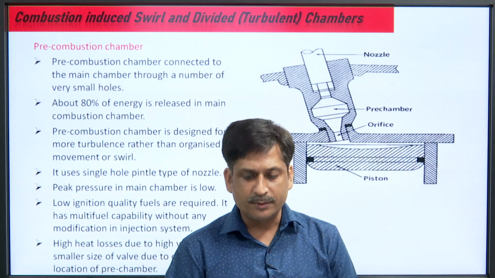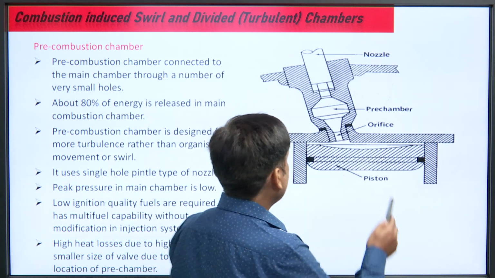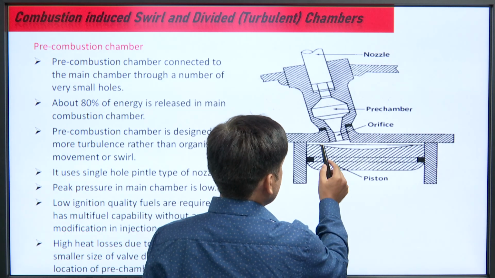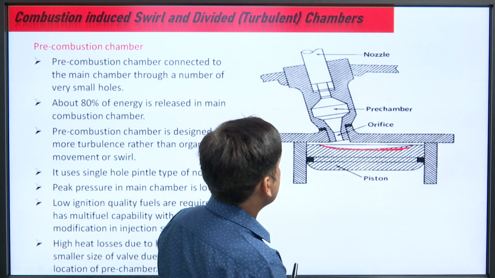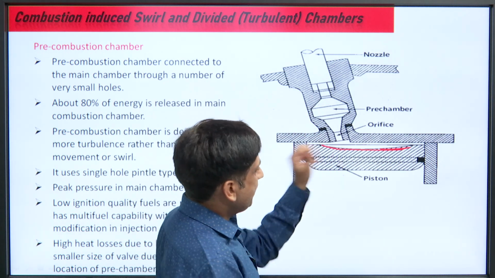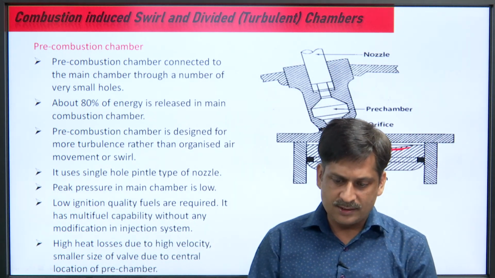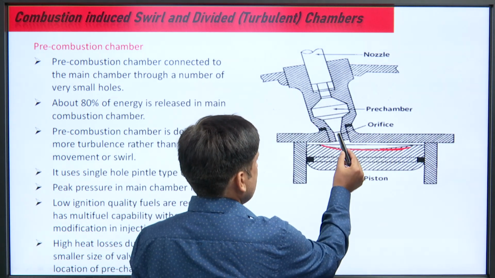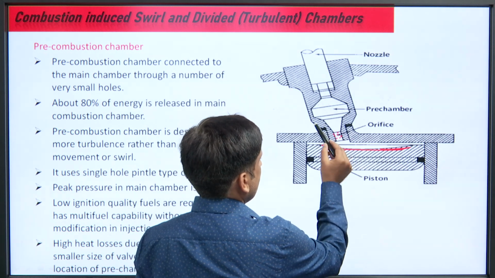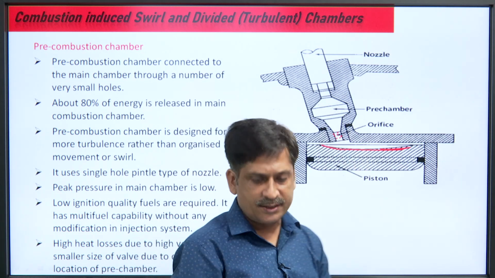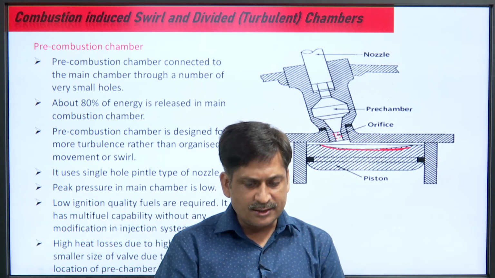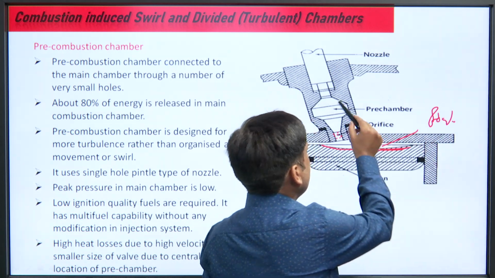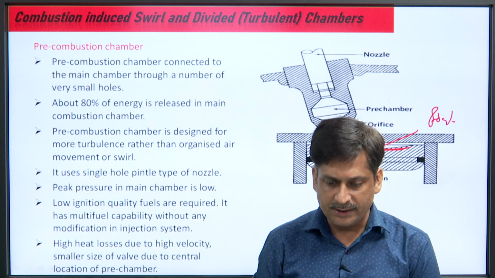So, for the pre-combustion chamber, you can see from this diagram, this is the pre-chamber and this is the main chamber, and this is the piston of this shape. The pre-combustion chamber is connected to the main chamber through a number of very small holes. These holes are known as orifices. About 80% of the energy is released in the main combustion chamber, and the primary energy is released in the pre-combustion chamber.